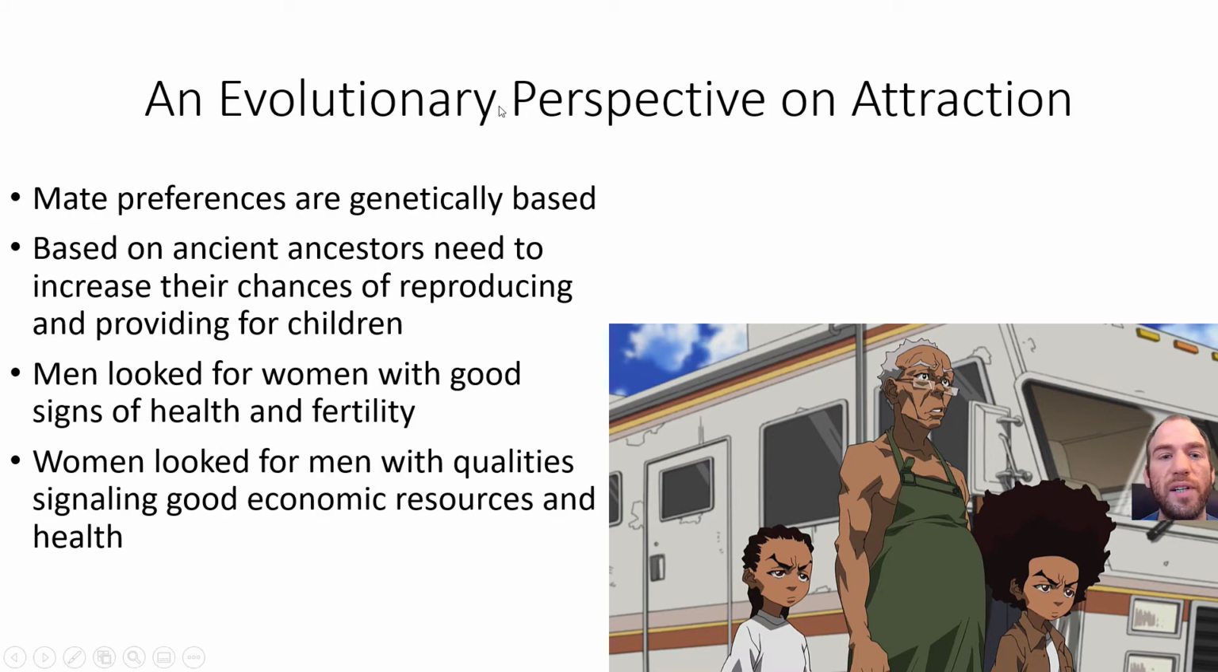Which leads us to different theories on attraction and the need for intimate partnerships. First being the evolutionary perspective, and this is just basic stuff here. Mate preferences are genetically based. Ancient ancestors needed to increase their chances of reproducing and providing for children. Men look for women with good signs of health and fertility. Women look for men with qualities signaling good economic resources and health. This is classic, kind of cliche evolutionary stuff, and these are difficult to test, obviously.